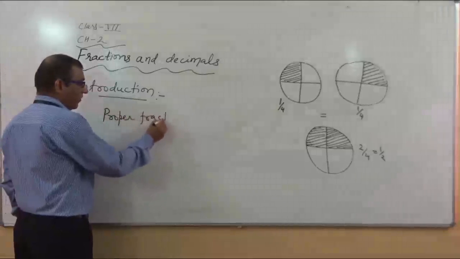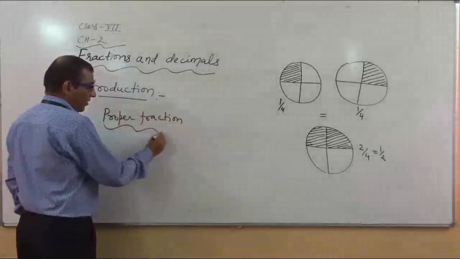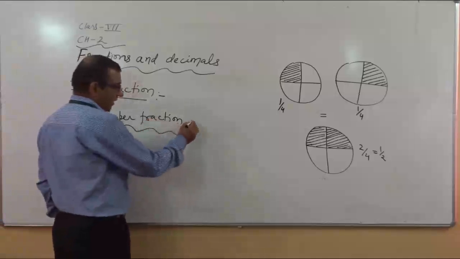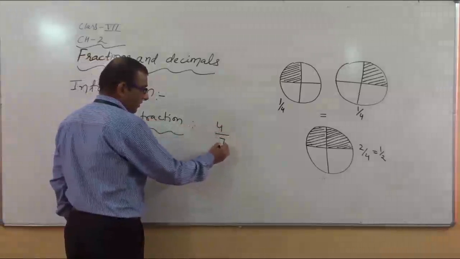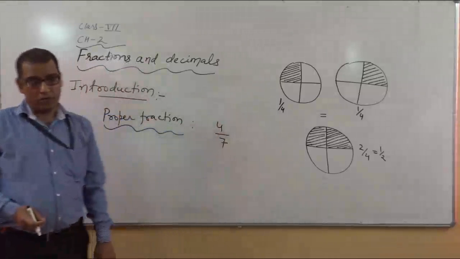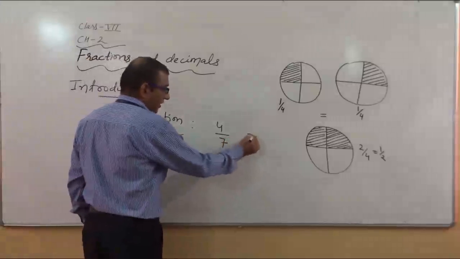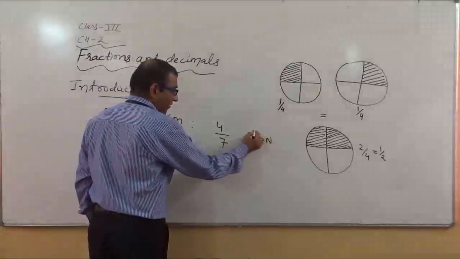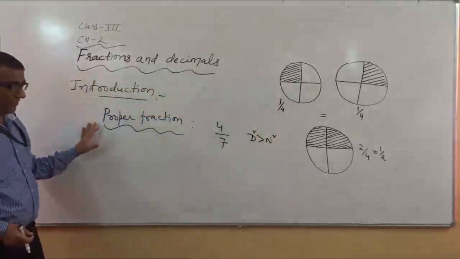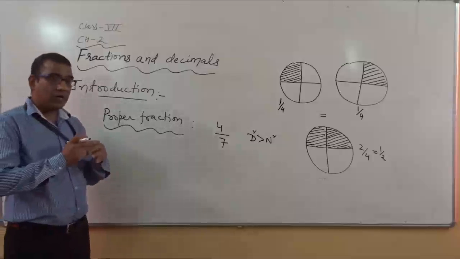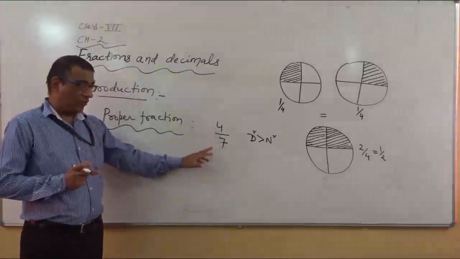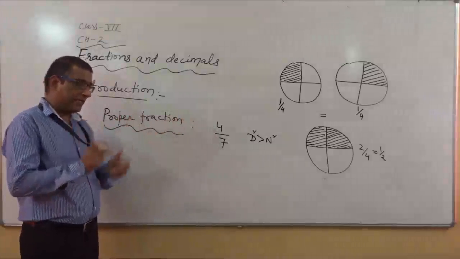So what is the meaning of a proper fraction? As I said, it is a part of a whole. If I take one number, 4 upon 7, as you know very well, 7 is bigger than 4, or we can say the denominator is bigger than the numerator. That type of number is known as a proper fraction. As I said, it is a part of a whole. So 4 out of 7: 7 is the whole and 4 is a part.